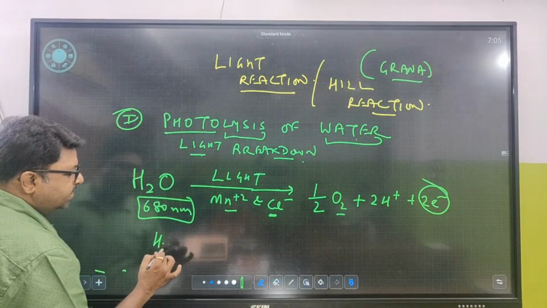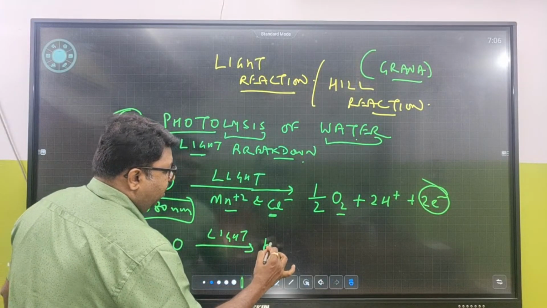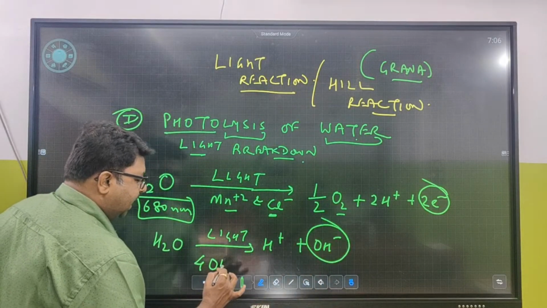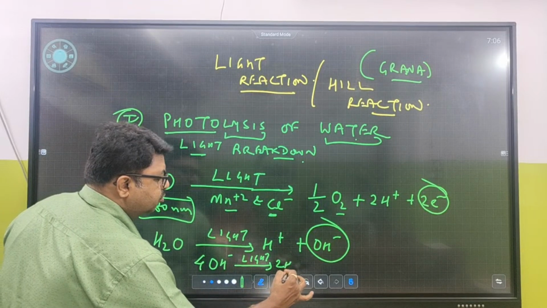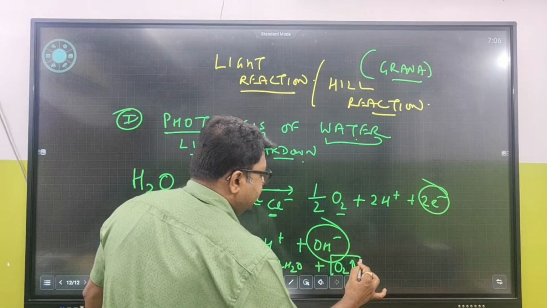We can also write this like this. See, in presence of sunlight, it forms H plus and OH minus ions. Such 4OH minus ions can combine in presence of light to give rise to 2 molecules of water, and oxygen gets evolved.